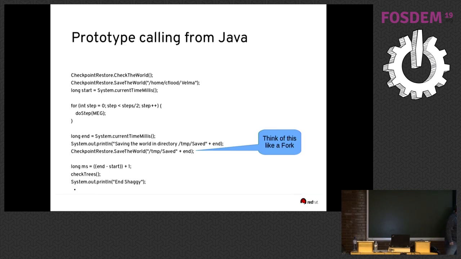Checkpoint restore, this is the actually interesting thing, which is where you call save the world. And you can sort of think of that like a fork. You have an option of what you do next. You can keep running your Java program, or you can stop it, either way.